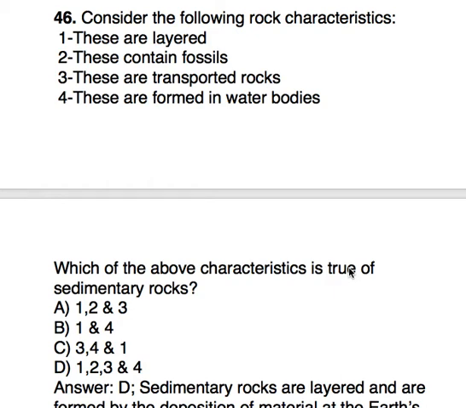Let's continue our lesson. The 46th question is about rock characteristics. Four characteristics have been given and we have to decide which are correct from the options given. These are: layered, contain fossils, transported rocks, and formed in water bodies. All four characteristics are features of sedimentary rocks, so all the options are correct.